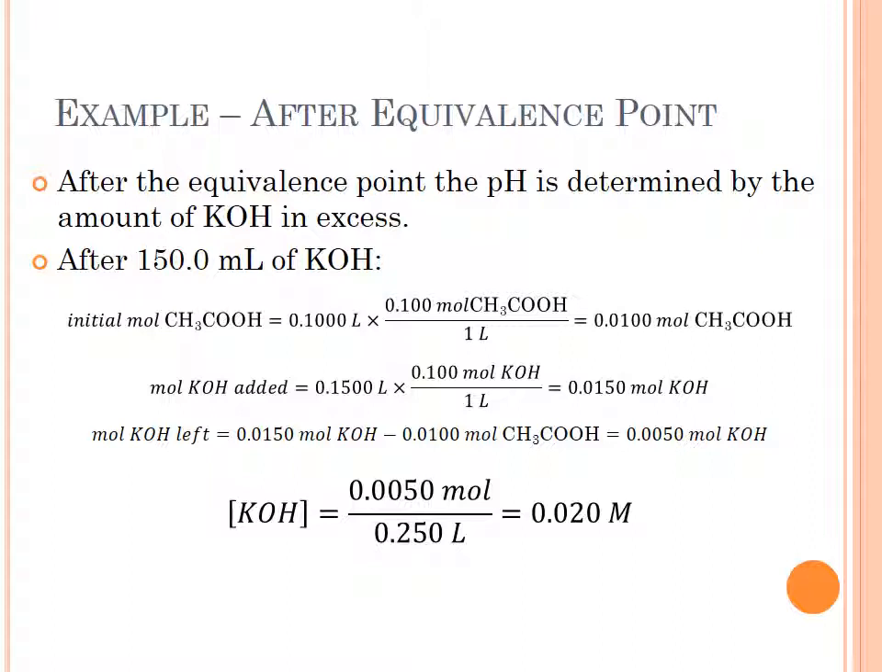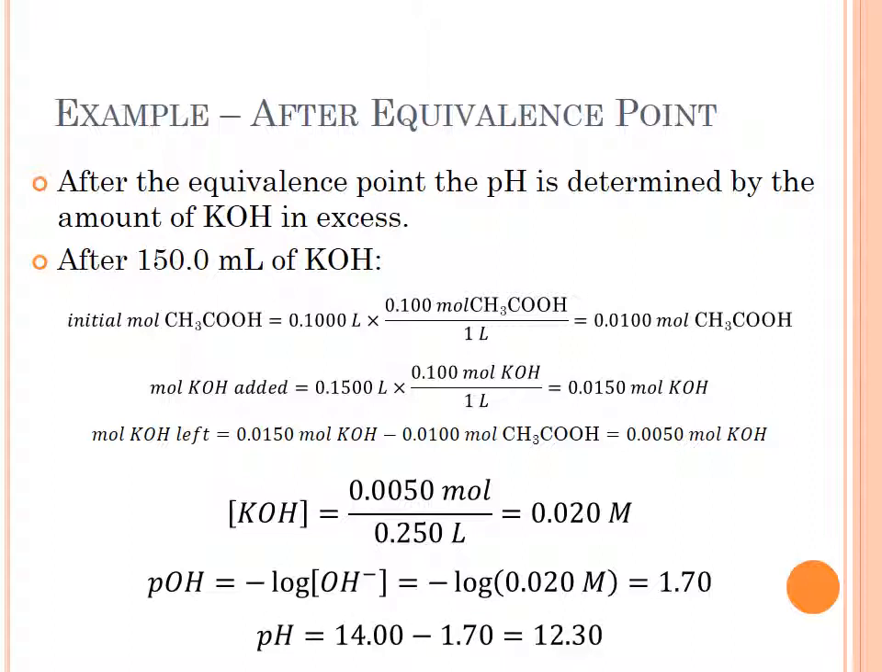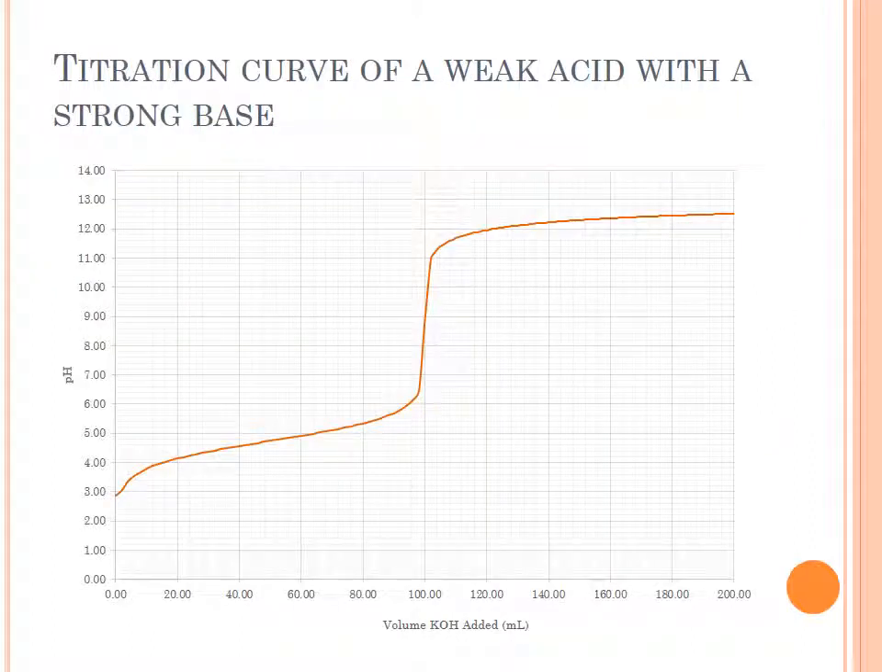We can assume that ionization is negligible, so we're still going to calculate it based on the strong base, just like we did before, at 0.02 moles per liter of potassium hydroxide in excess. Negative log of that gives us again a pOH of 1.70. Subtracting, we'll get 12.30 for a pH, which is the same as the strong acid, strong base case. And so we get a slightly different looking curve where we've got the equivalence point, and you can see it's definitely above 7.